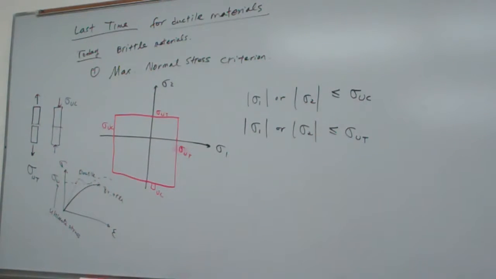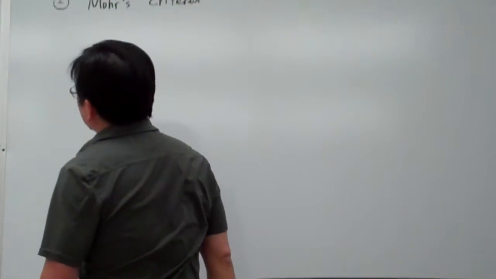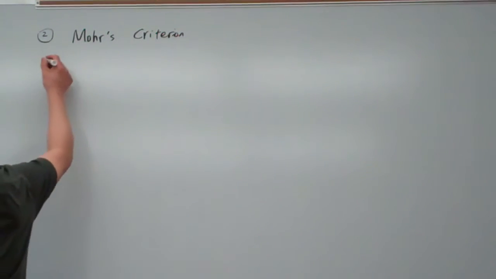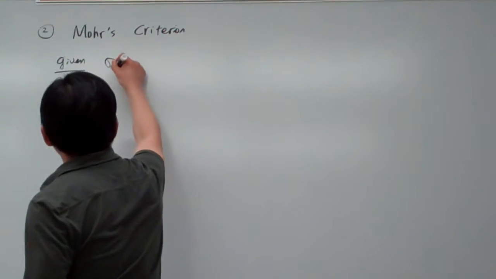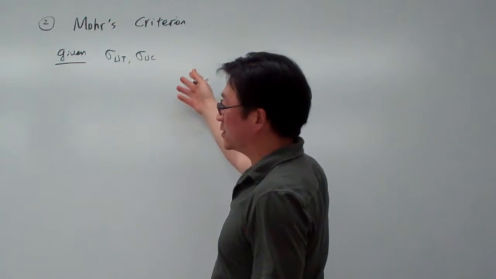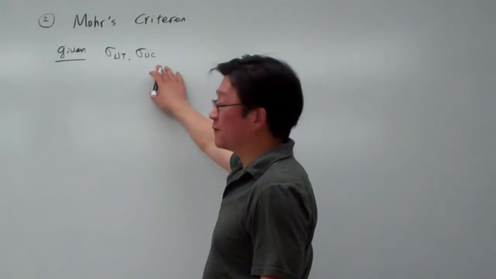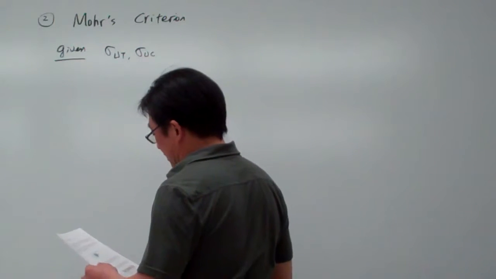Compared to this criterion, we have the second one. It's called Mohr's criterion. Again, here we consider a material, and sigma UT and sigma UC are the material properties of that material, so you should be able to get them from any data manual. This criterion says this.